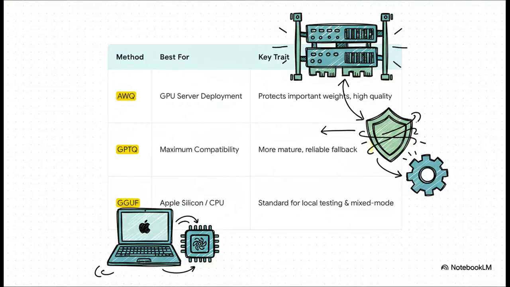And for that first step, choosing your method, here are your big 3. Think of it this way. Deploying on a big server with powerful GPUs, start with AWQ. It's modern and does a great job protecting quality. Running it on your own machine, like a MacBook or a CPU, GGUF is your best friend there. And GPTQ? That's your solid, super reliable backup if you hit any snags.